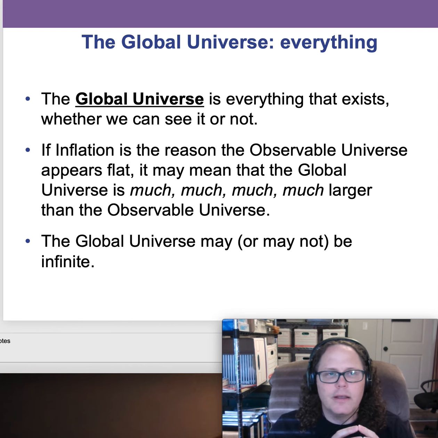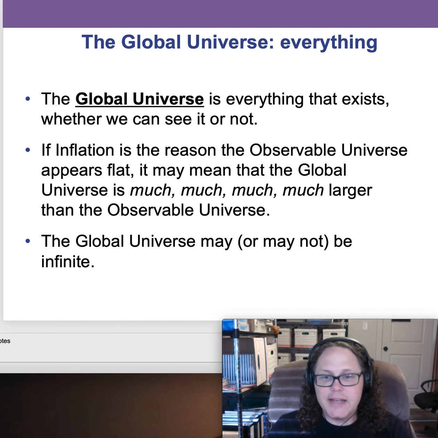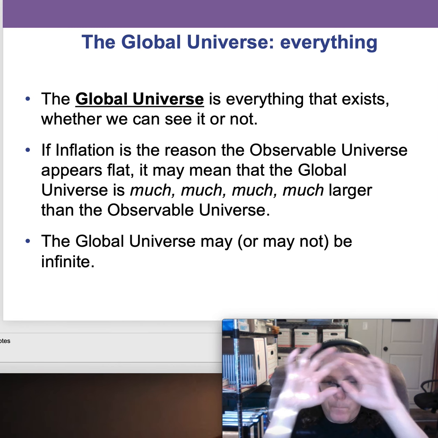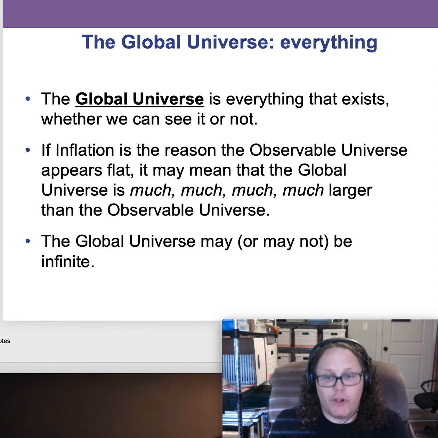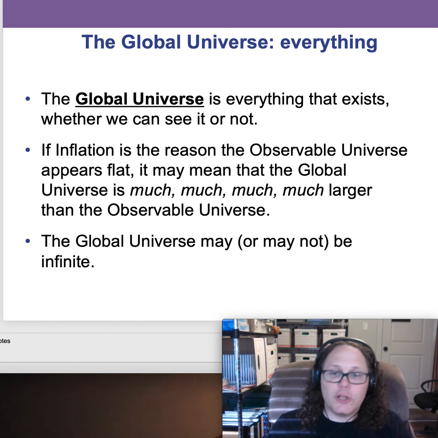Just like your observed world, what you see with your eyes, looks like a flat Earth, even though it's not. It's just that the Earth is much bigger. But on the global Earth scale, we know the Earth is closed. It's round, right? It's a sphere-ish. So the global universe may be as well.